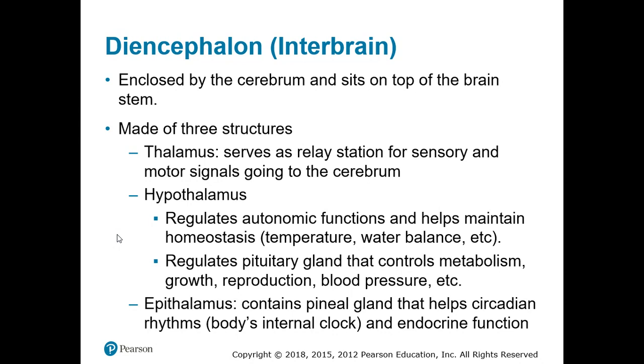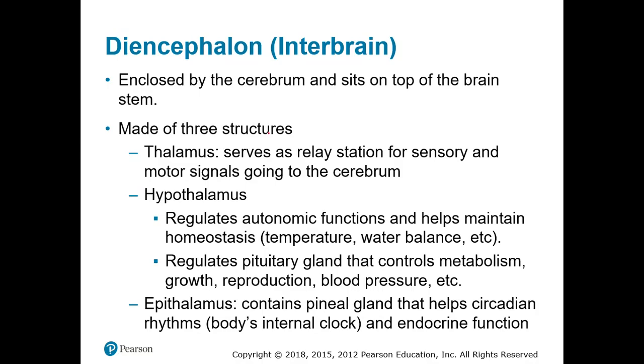This serves as a relay station for sensory and motor signals going to the cerebrum. So it helps filter out those signals and send them to the part of the brain that needs to process that information. The second major structure is called the hypothalamus. This is generally the one that most people talk about because it regulates and does so much work within our brain. It helps regulate autonomic functions.